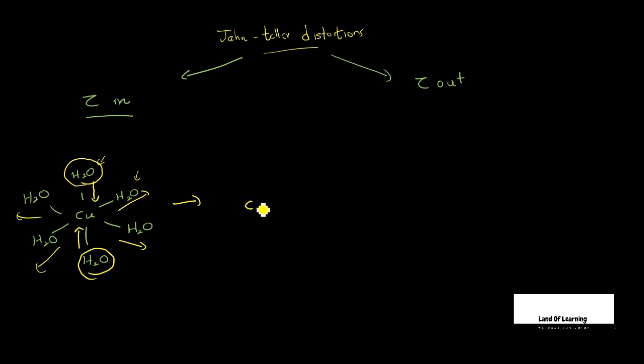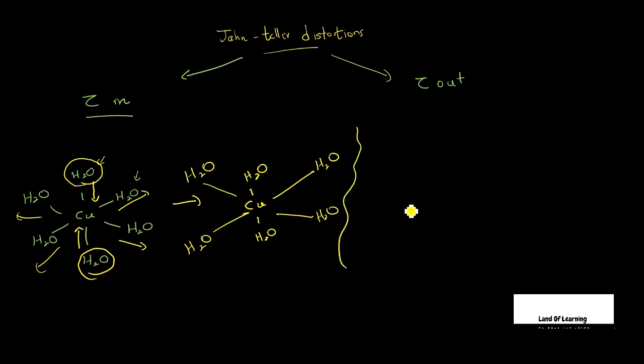So now we have our complex like this, with very short bonds with the upper and lower ligands, and very long bonds with the other 4 ligands. This is called the Z in Jahn-Teller distortion, right?